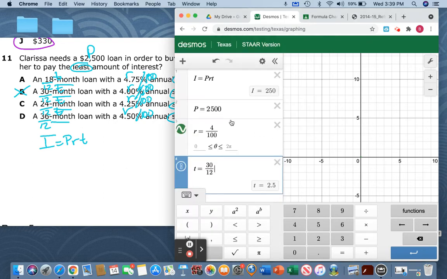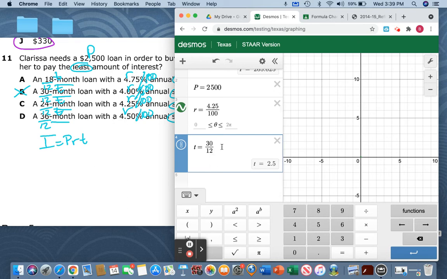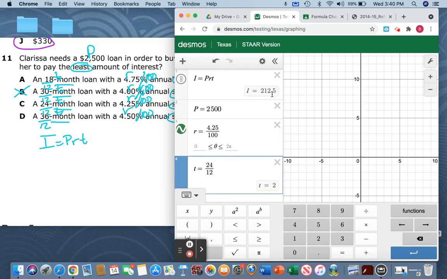E is out. Too much. Let's do letter C. It's 4.25%, same principle still, and 24 months. Ooh, divided by 12 is 2 years. And that's 212.50. Uh-oh. That's still bigger than letter A's 178. So, boom, that one's gone. And then the last one is 4.5. I really feel like this one's going to be too much, too. I do, too. Because the 4 was more and it was less time. But let's try it just to make sure.